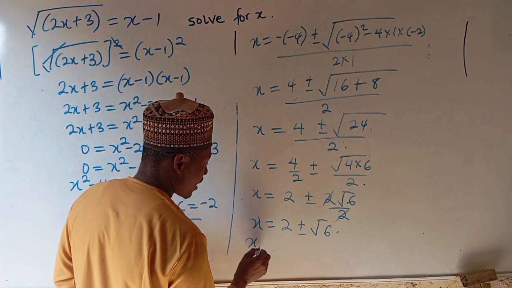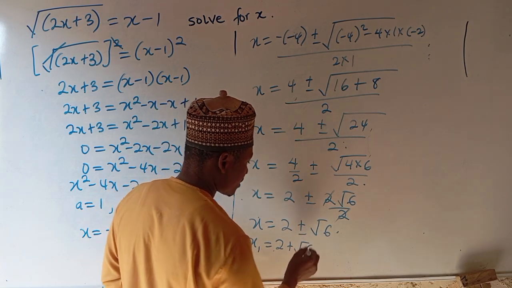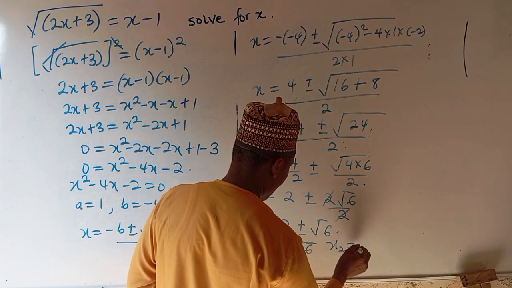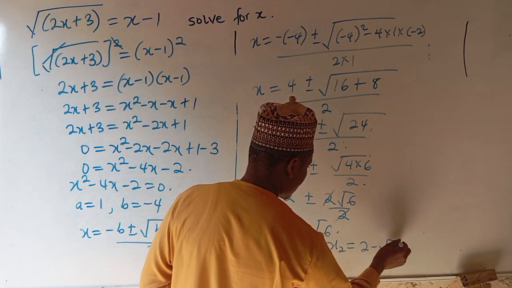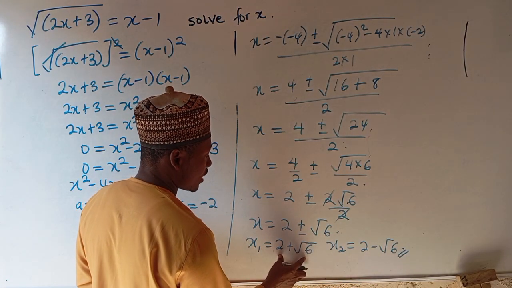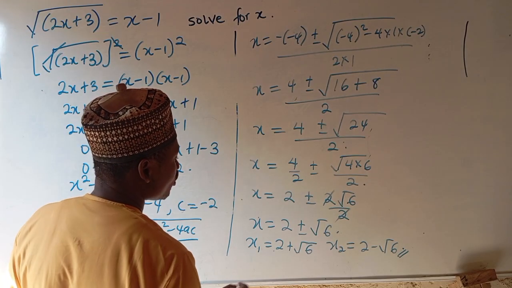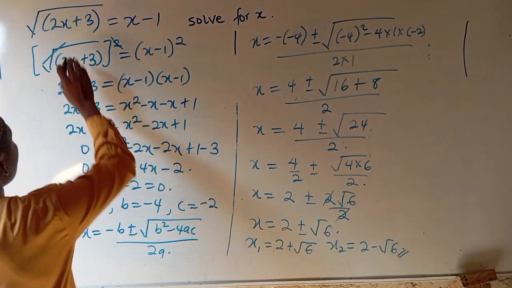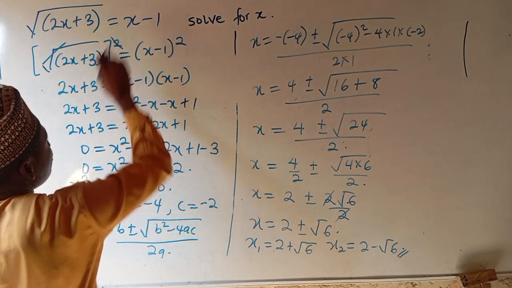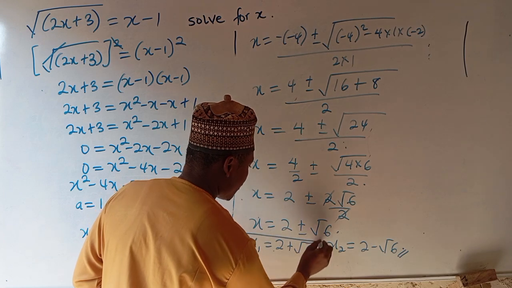Now finally, my x1 is going to be 2 plus the square root of 6, and x2 is going to be 2 minus the square root of 6. But I prefer to take x1 because it's the positive part of x, which is going to be non-negative, since 2x plus 3 is non-negative, therefore x minus 1 is going to be non-negative. For that, this is going to be the value of x.